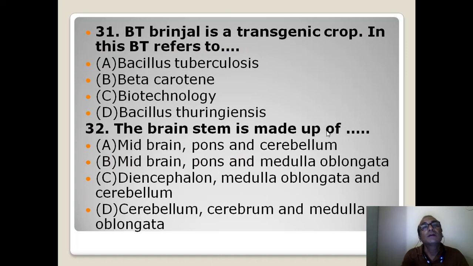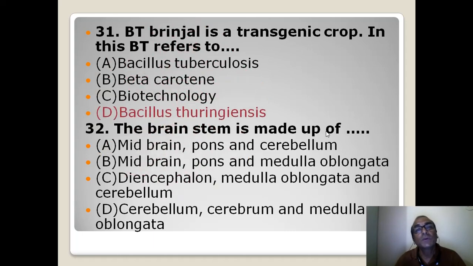Question number 31. Bt brinjal is a transgenic crop. In this, Bt refers to, as we know, the species of bacteria which produces the toxin that will kill the insect pests. So therefore, Bacillus thuringiensis is the right answer. D is the right answer.